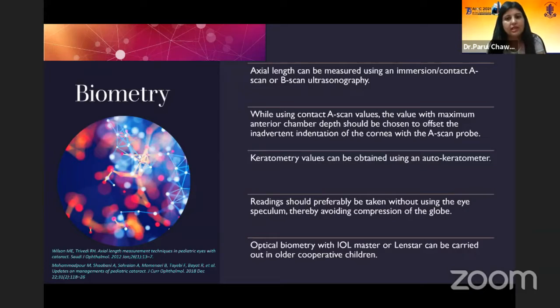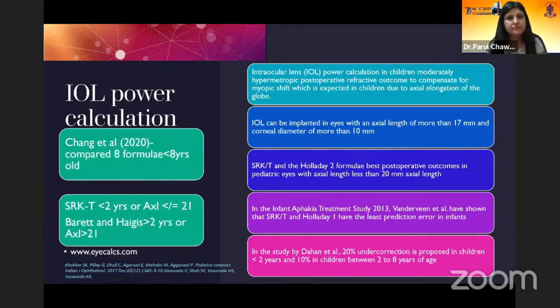And keratometry values can also be obtained using an autokeratometer. Readings should preferably be taken without using an eye speculum, thereby avoiding compression of the globe. An optical biometry with IOL Master or Lenstar can be carried out in older cooperative children.